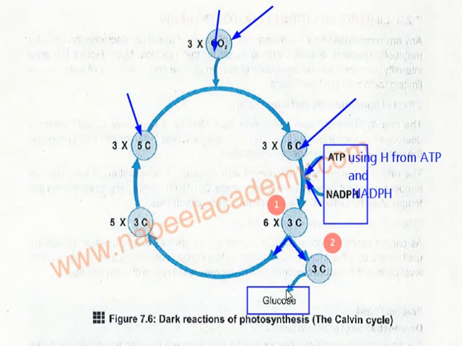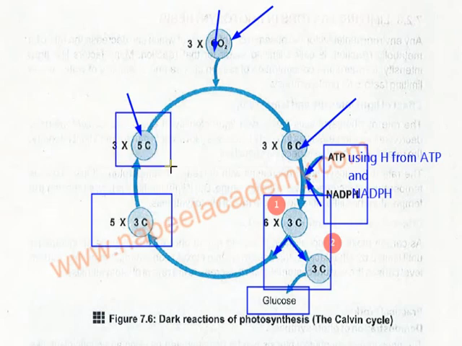Now the third step is the three carbon carbohydrates are also used to regenerate the original five. See where the cycle started? The cycle started from here, three carbon compounds. Now again these three carbon compounds will be used to regenerate the original five carbon compounds, and these are the original five carbon compounds. Understand?